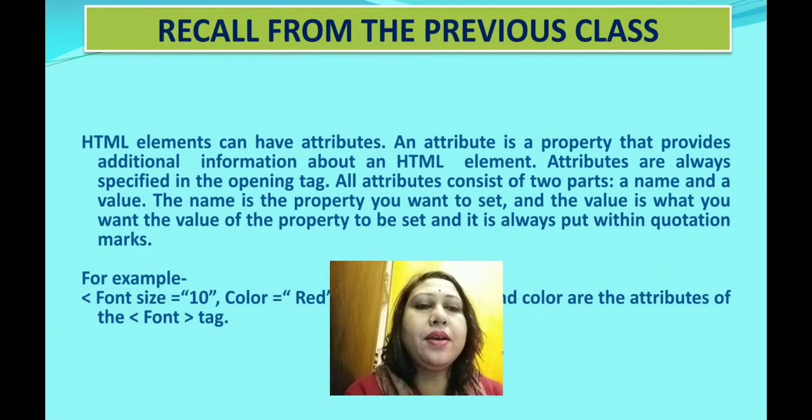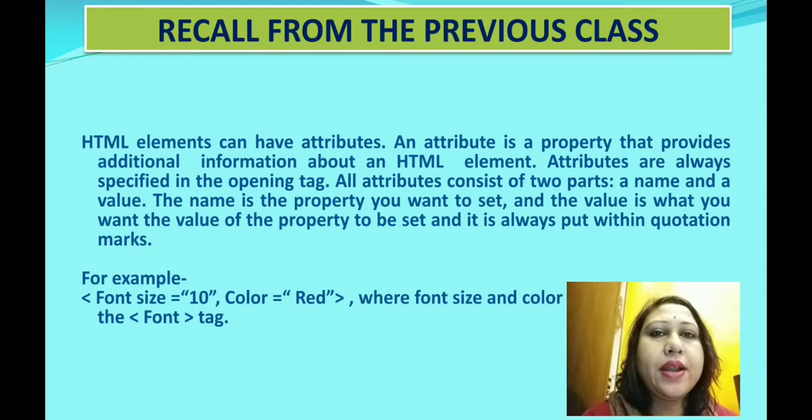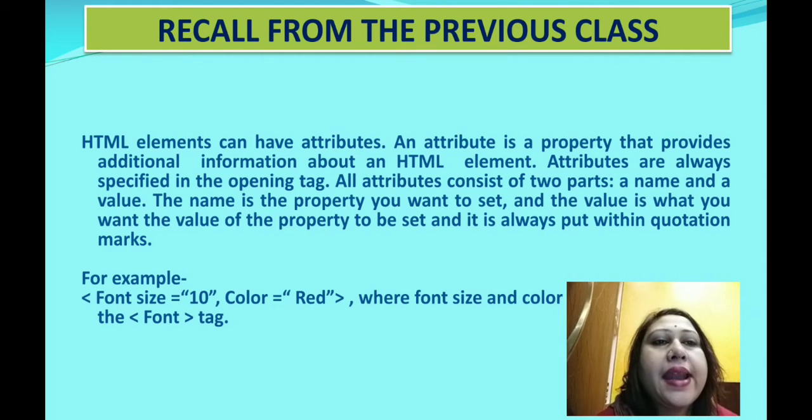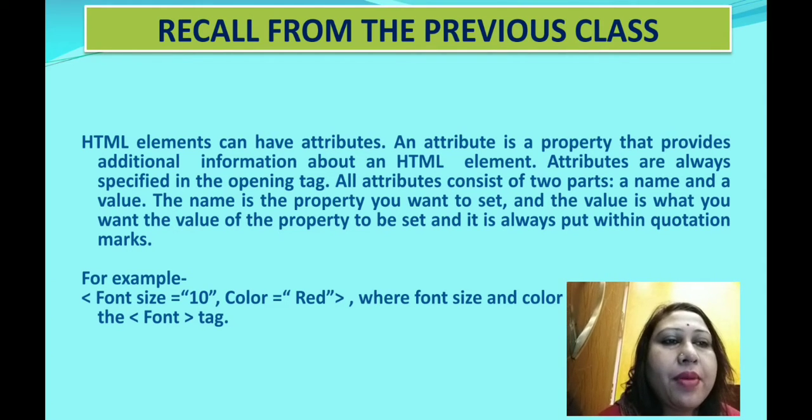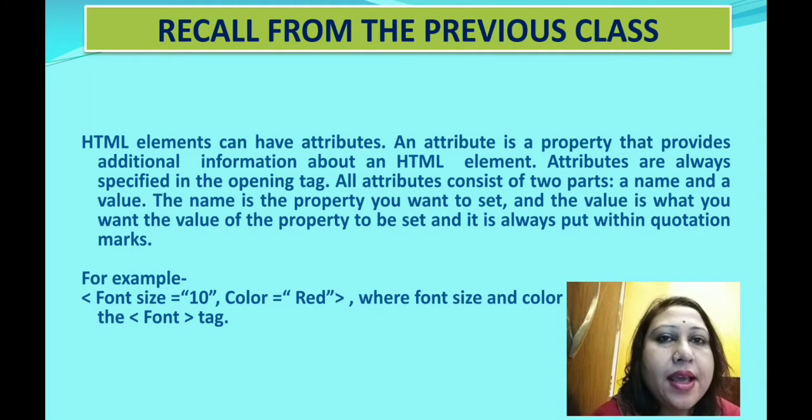So if you remember, in the last class we had gathered knowledge about attribute. Okay, so what is attribute? Attributes means additional information about any particular tag. So here in HTML we have different types of elements, that is elements or tags. These are the same thing, and these HTML elements have attributes, and there can be many attributes.